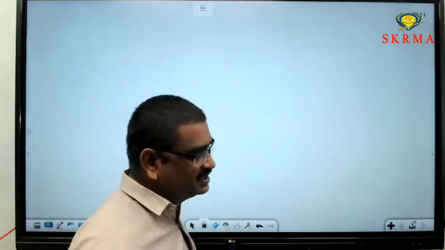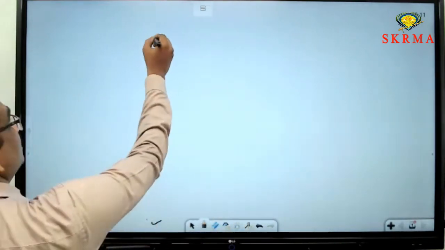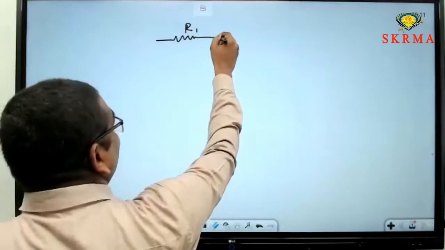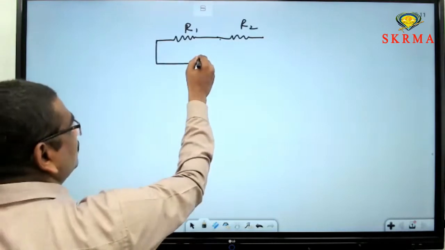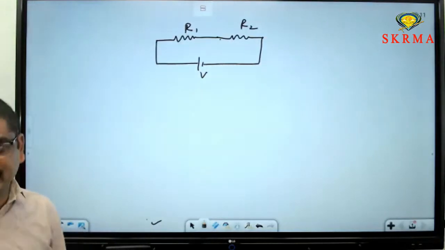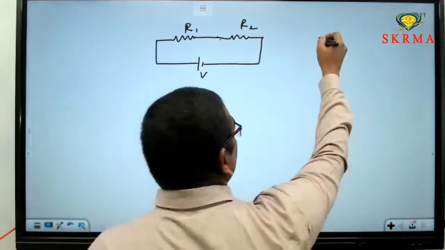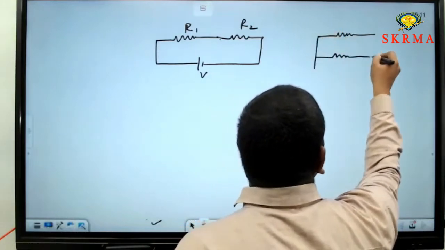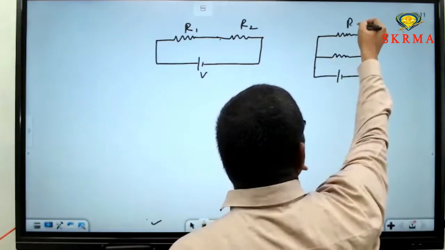So what is meant by series combination? When resistors are connected in series, assume two resistors, one of resistance R1 and the other of resistance R2. If they are connected like this to an external potential or battery, then this is called a series connection. Now, what is meant by parallel connection? If two resistors R1 and R2 are connected like this, then this is called a parallel combination.